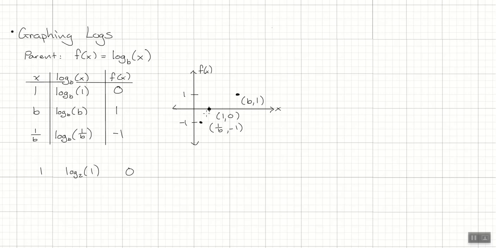So I would get the point 1, 0, which is on my graph, right? What if I wanted to do, I don't know, 2? What's log base 2 of 2? So here's the point 2 comma 1, or b, if we just use b. What if I wanted to do 1/2? Log base 2 of 1/2. So here's the point 1 over b and -1.